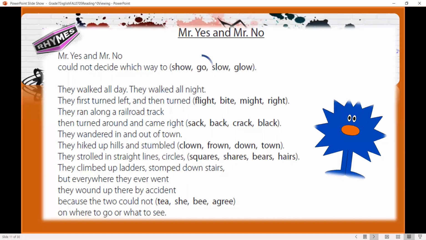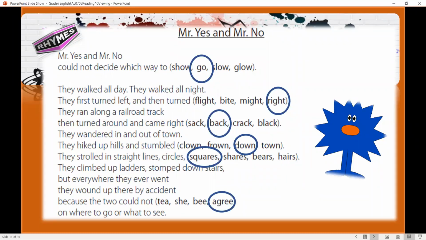So we have Mr. Yes and Mr. No could not decide which way to go. They walked all day, they walked all night. They first turned left and then turned right. They ran along a railroad track, they turned around and came right back. They wandered in and out of town, they hiked up hills and stumbled down. They strolled in straight line circles, squares, they climbed up ladders, stomped downstairs. But everywhere they ever went, they wound up there by accident, because the two could not agree on where to go or what to see.